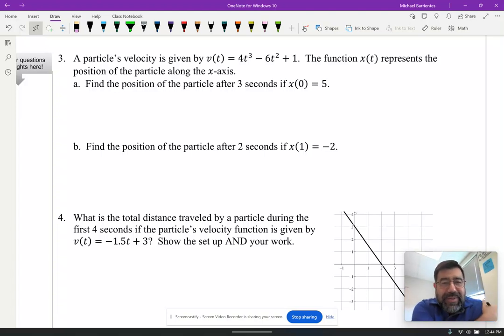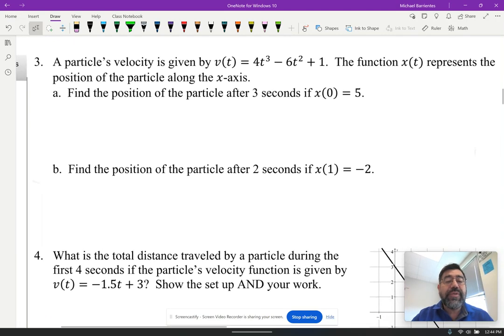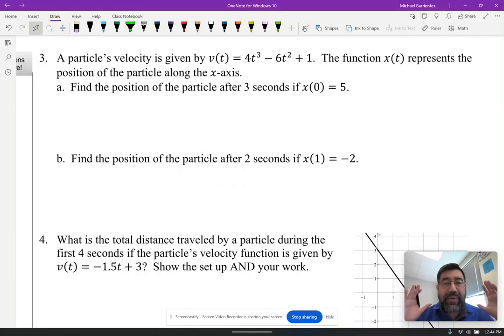Hello, good people. Welcome to the next video here about the motion and concepts of position, velocity, acceleration. We're going to get right to number three. Let's think about what they're giving us. Let's think about what they're asking for, and we can make a plan of attack from there.